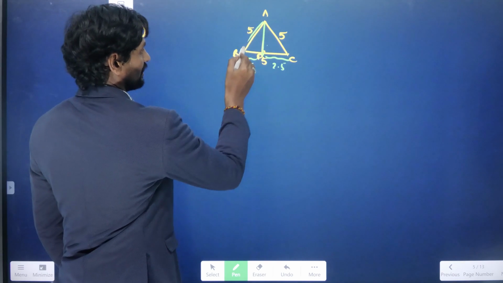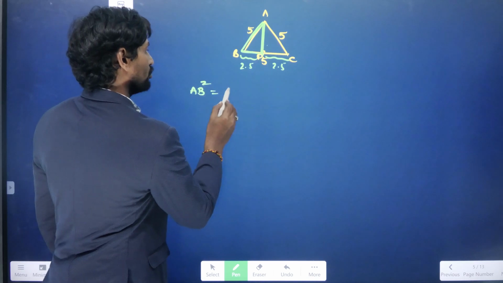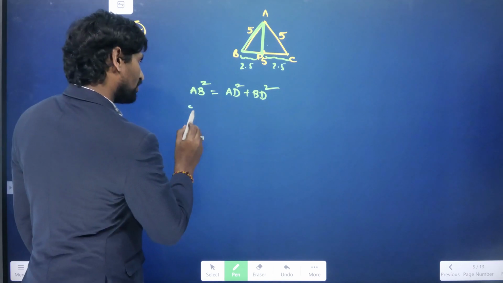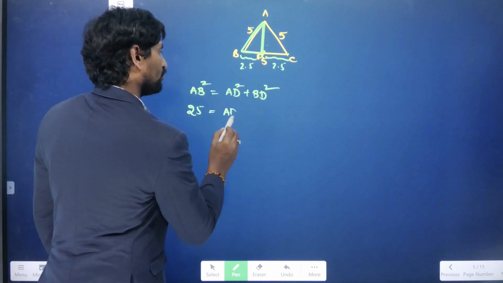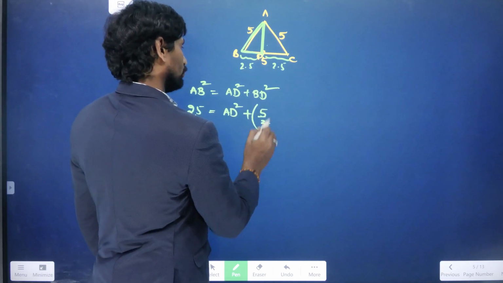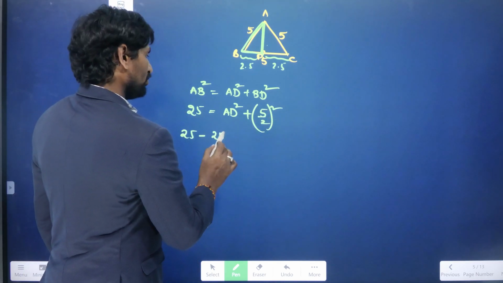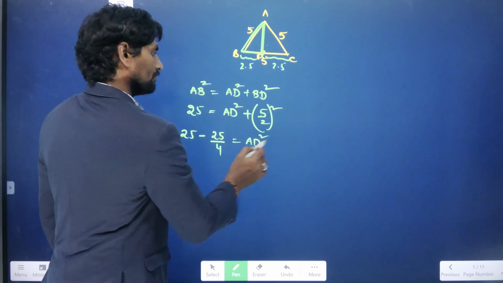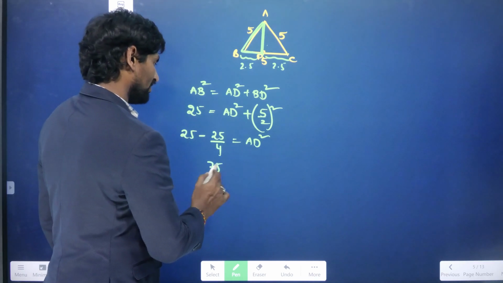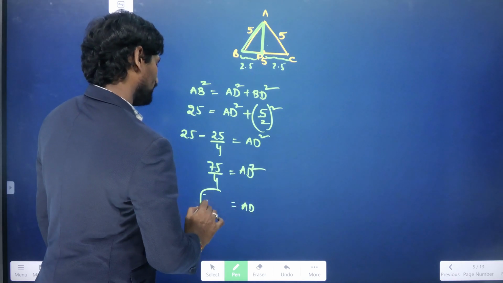Now again apply the Pythagoras theorem in this triangle. Hypotenuse square, AB square, is equal to AD square plus BD square. AB value is 5, so 5 square is 25. AD value we need to find, but BD value is 2.5, that is 5 by 2. So bring this side: 25 minus 25 by 4 is AD square. 4 into 25 is 100, 100 minus 25 is 75, so AD square is 75 by 4. Then AD is the square root of 75 by 4.